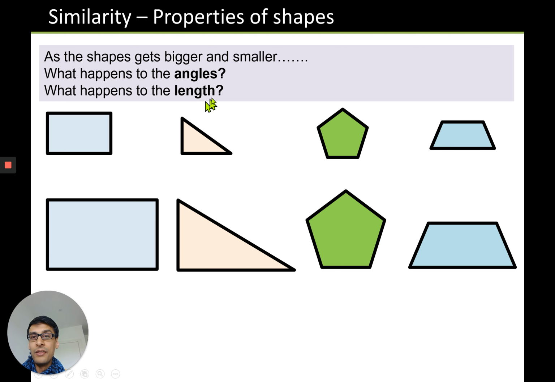What happens to the lengths? Well, this is again harking back to year 9. We know that if a shape is enlarged by a certain scale factor, then the corresponding sides will also be enlarged by that scale factor. Let's just pretend that this triangle is twice as big as that in terms of length. If that length was 4, this length would have to be 8 because the corresponding side is twice as big. And the same thing would happen here. If that length was 10, then that length would be 20.